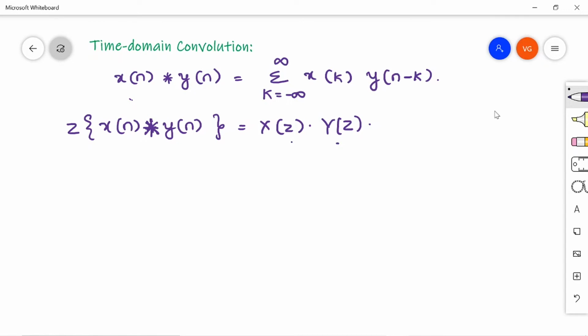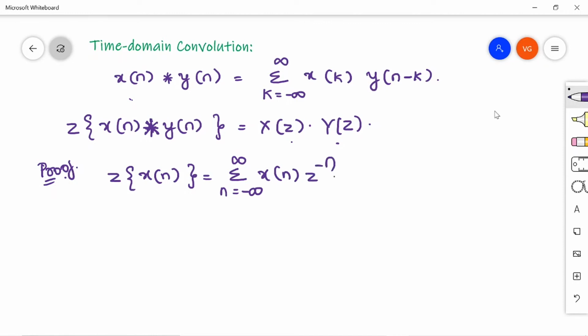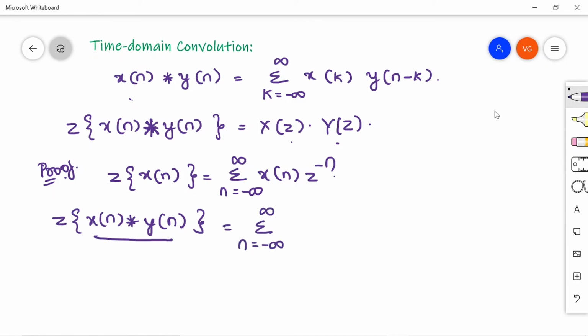Let us see how it is. Coming to the proof part. We know the z transform of x[n] is by definition sigma n running from minus infinity to infinity, x[n] z^(-n). Now I am writing the z transform of x[n] convolution y[n]. In place of x[n], now I have x[n] convolution y[n]. Now this is sigma n running from minus infinity to infinity, x[n] convolution y[n] multiplied by z^(-n).